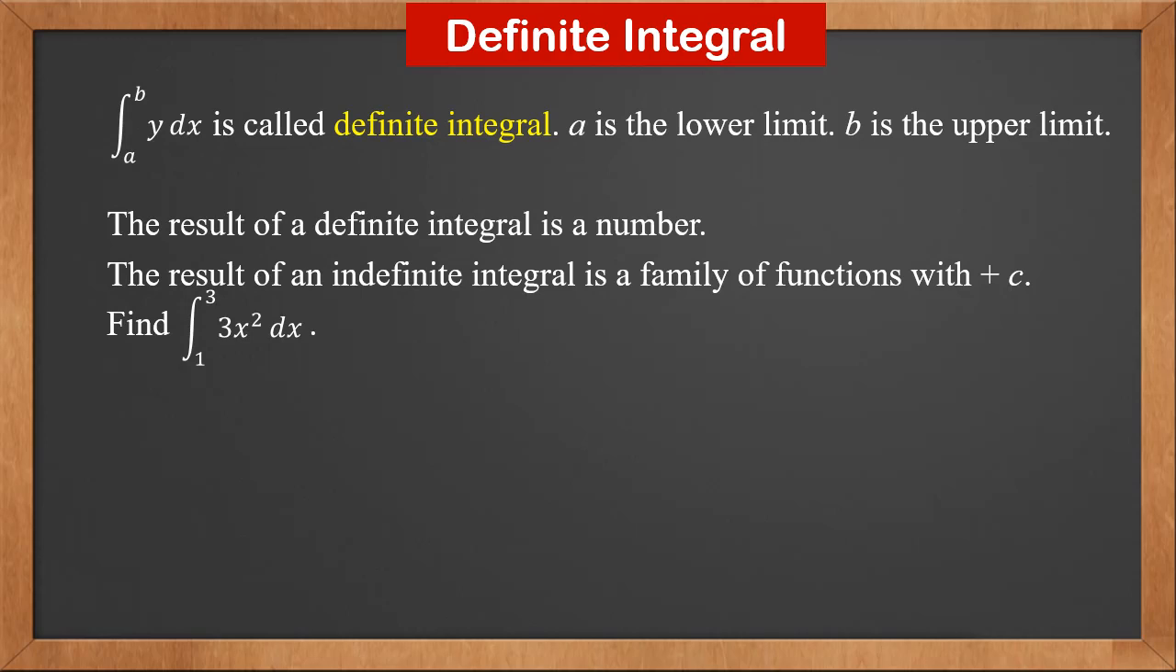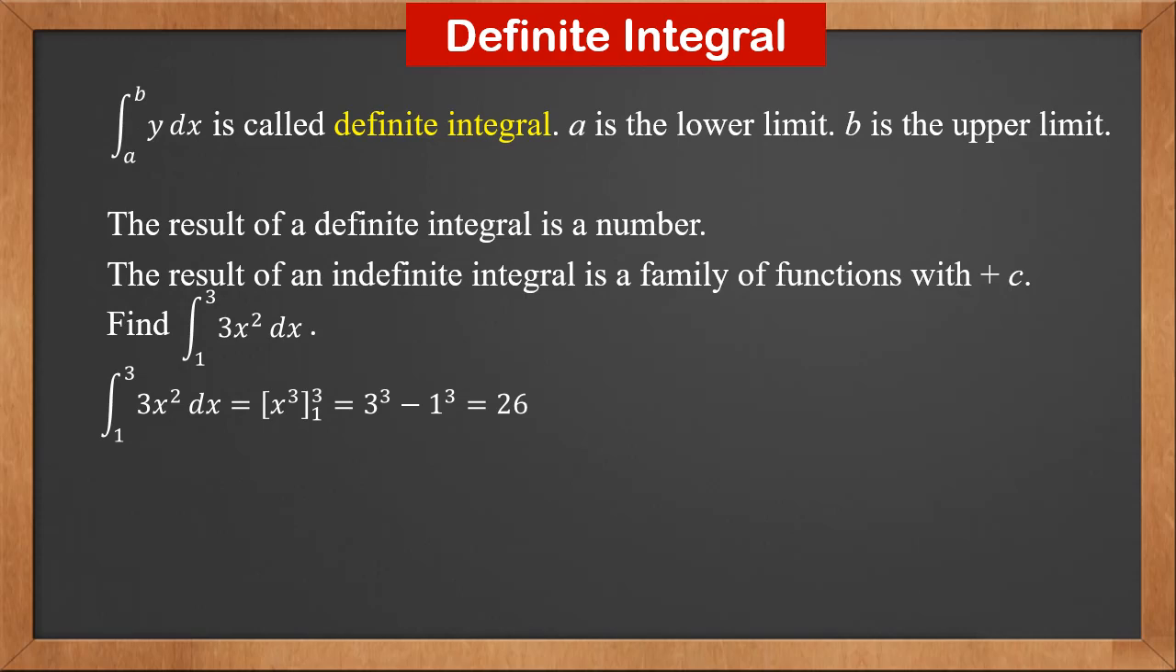Now let's see how to calculate the value of a definite integral from an example. Find the integral of 3x squared from 1 to 3. We still integrate 3x squared and get x cubed, but we don't write plus c. Instead, we put x cubed in square brackets, and put the two limits on the right side.